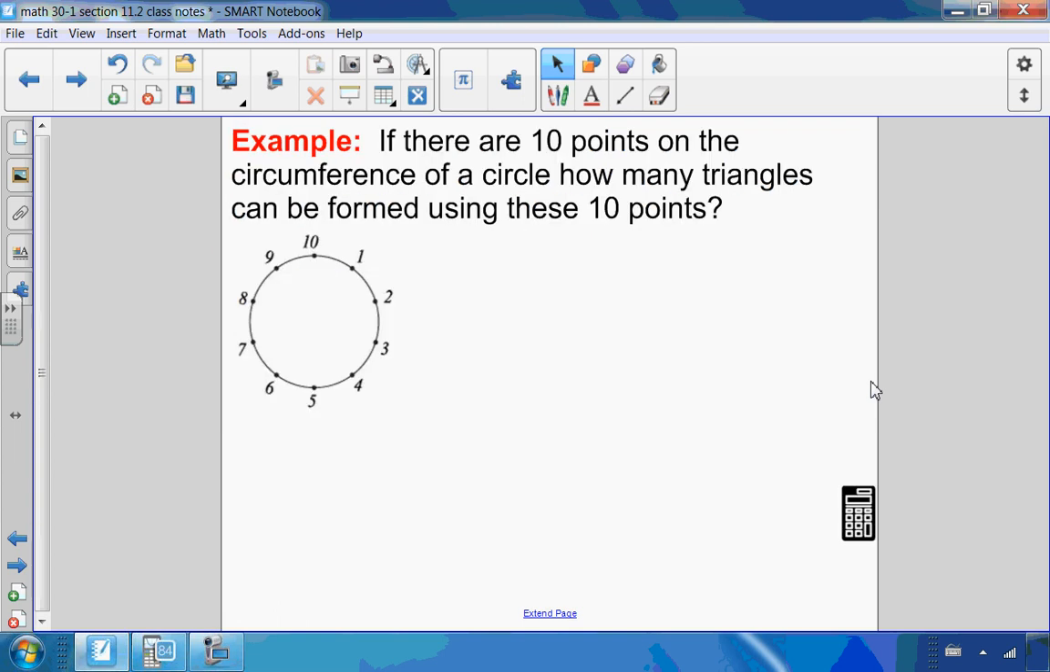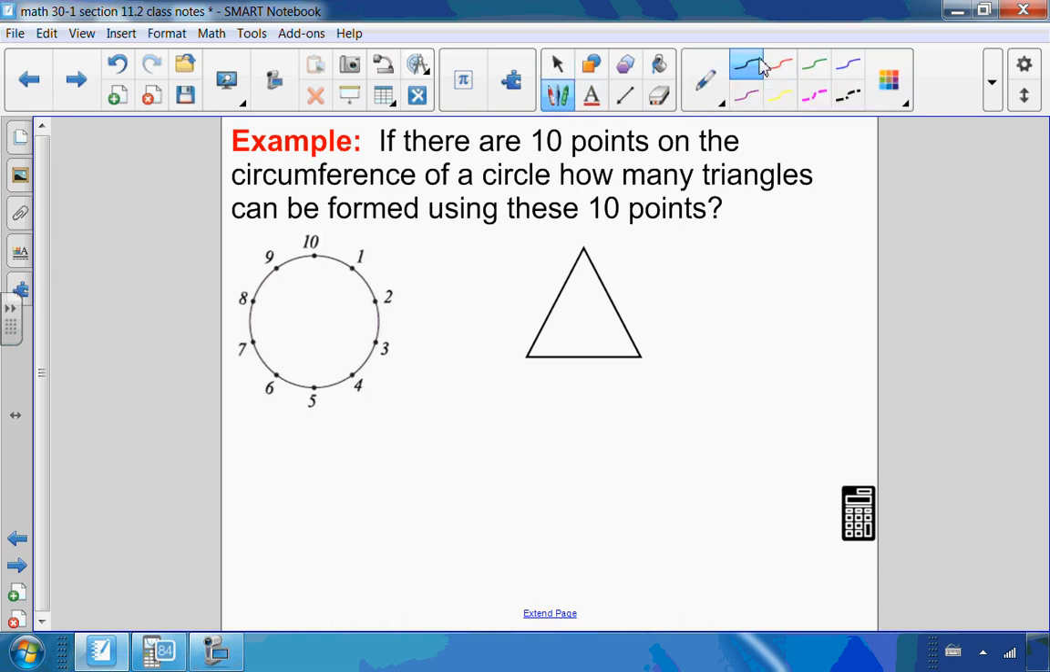If there are 10 points on the circumference, that means the outside of a circle, how many triangles can be formed using these 10 points? So if you think about making a triangle, let's grab a triangle here. To draw a triangle using those points, I need 1, 2, 3 points.